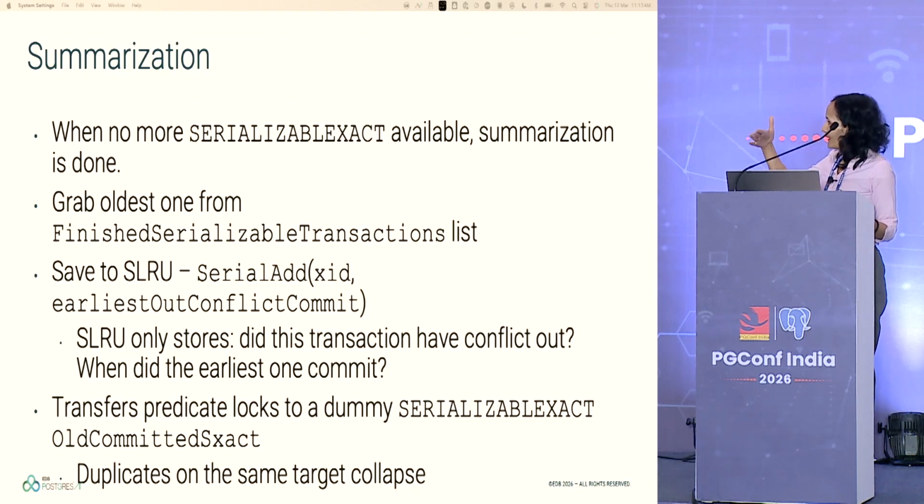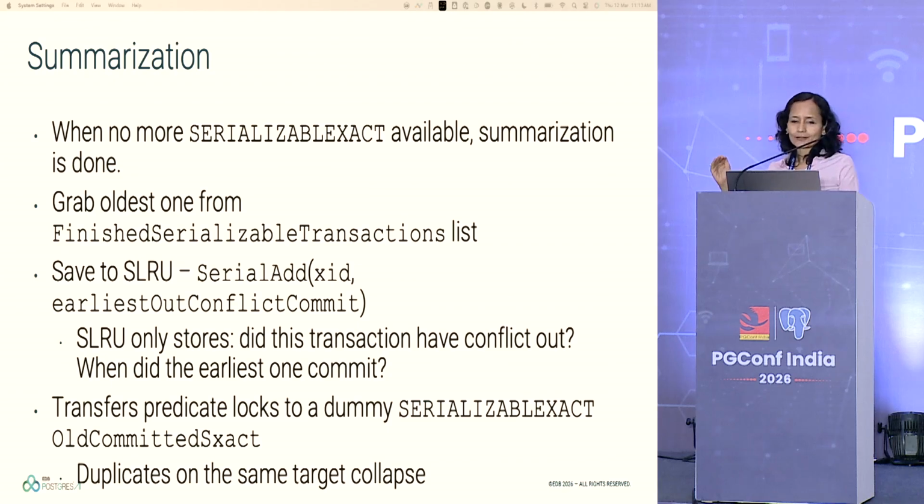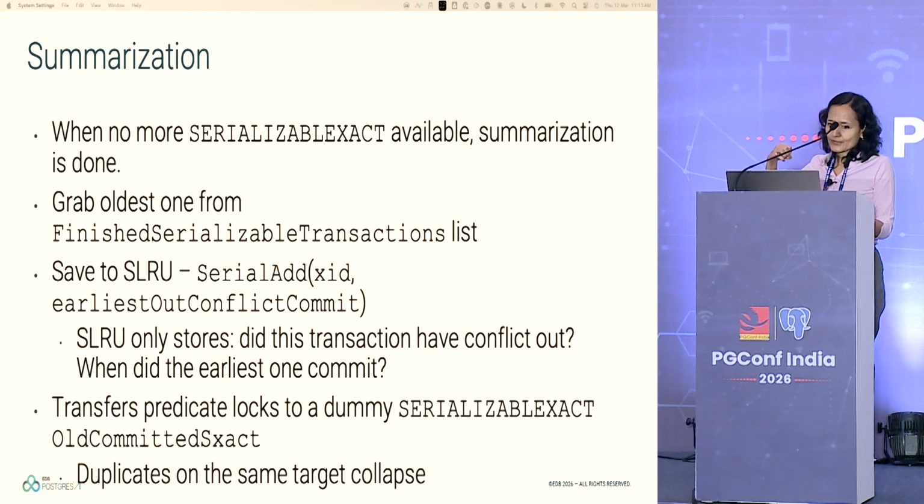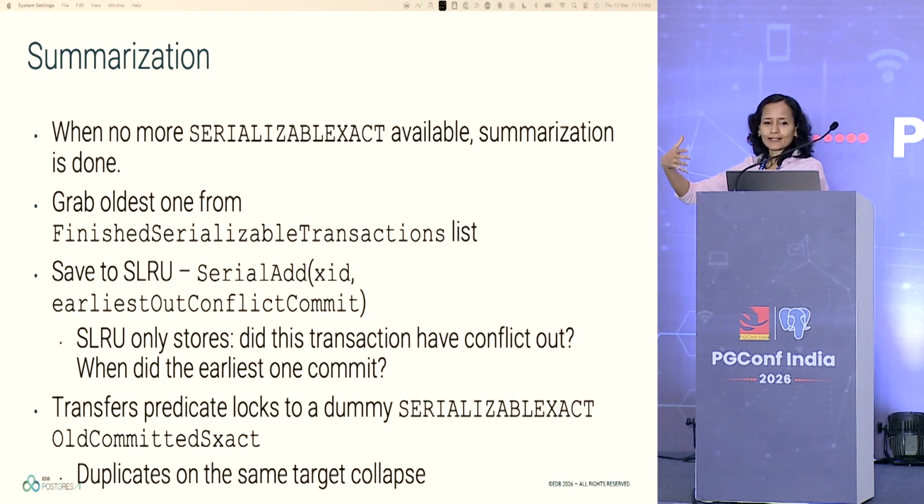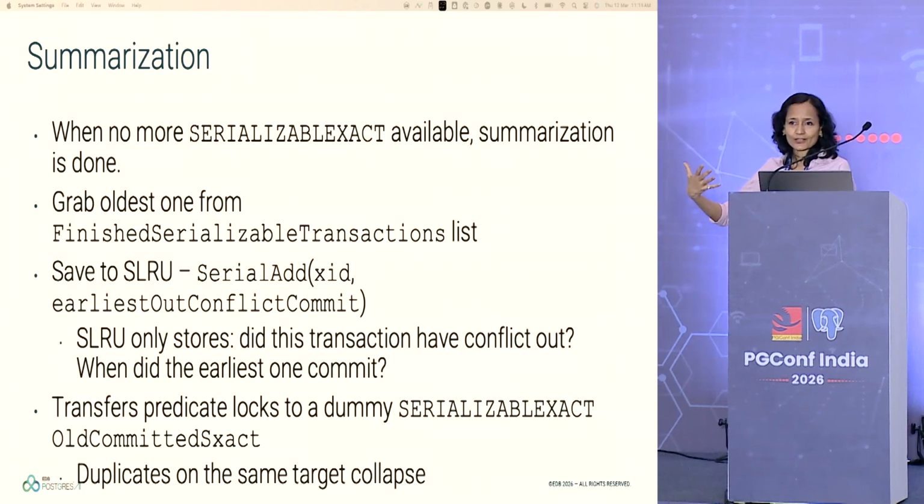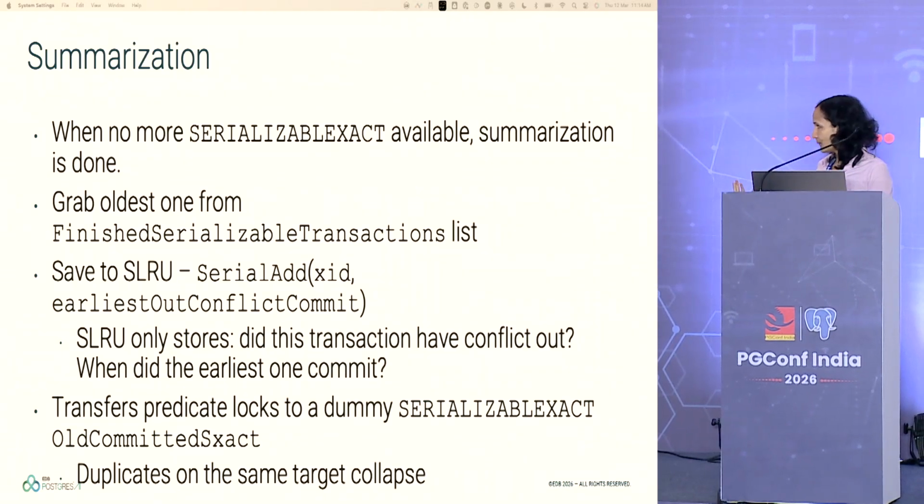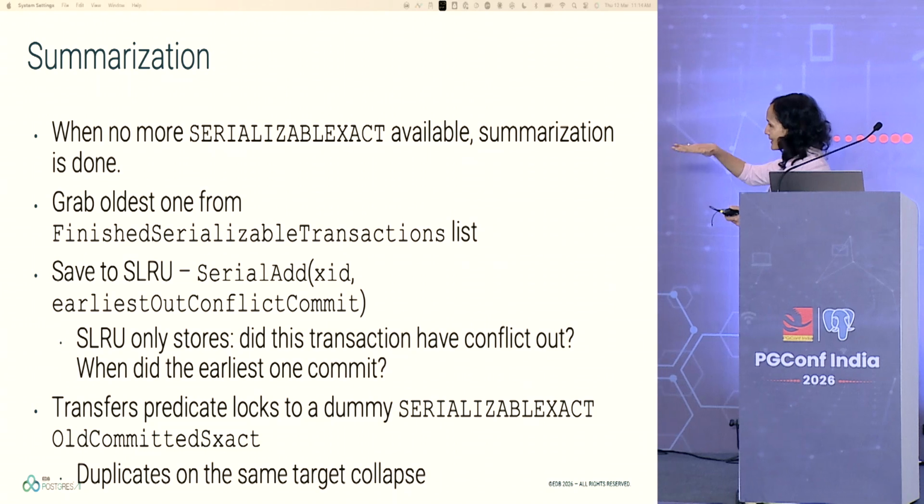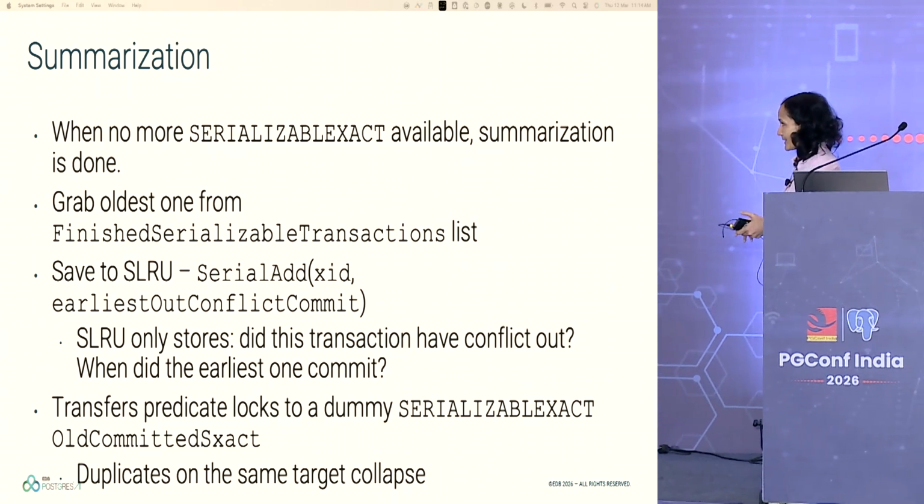So there is a pre-created list, and when it is exhausted, we grab the oldest one from the finished serializable transactions list, where we put them back once they are finished. If there is none remaining in this list, we start summarizing. We have an SLRU keyed by the transaction ID. It only has one field other than the transaction ID, which is earliest out commit conflict, and we'll see why that's needed. So we just keep these two things out of the entire serializable xact and move it to an SLRU.